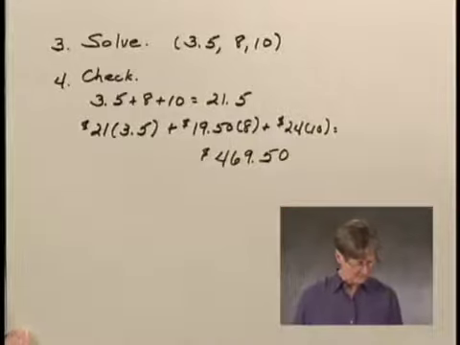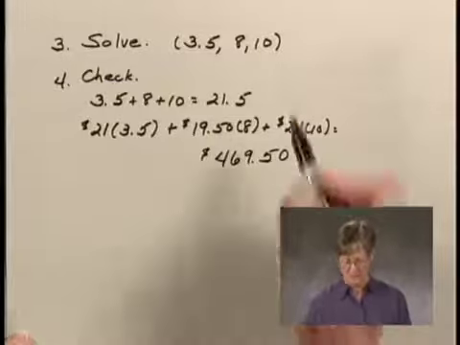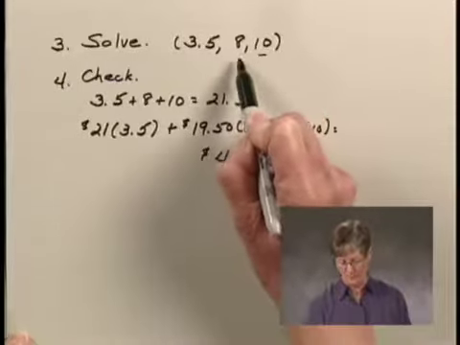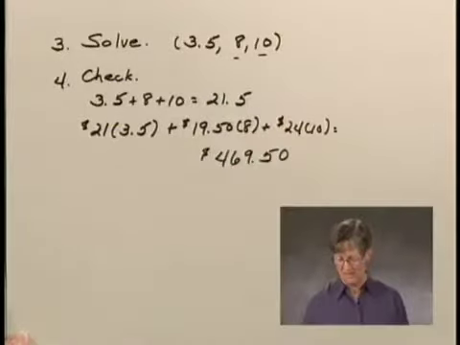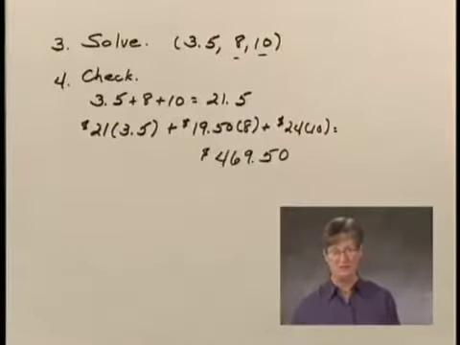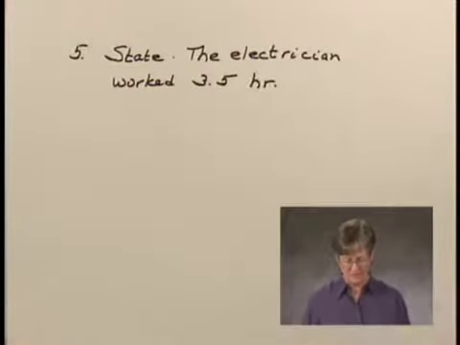And finally, we were told that the plumber worked 2 hours more than the carpenter. And the plumber worked 10 hours, and the carpenter worked 8 hours, according to our solution, and 10 is 2 more than 8. So that checks as well, and we know that we now have a solution to the problem, which we will state in step 5. We say the electrician worked 3.5 hours.